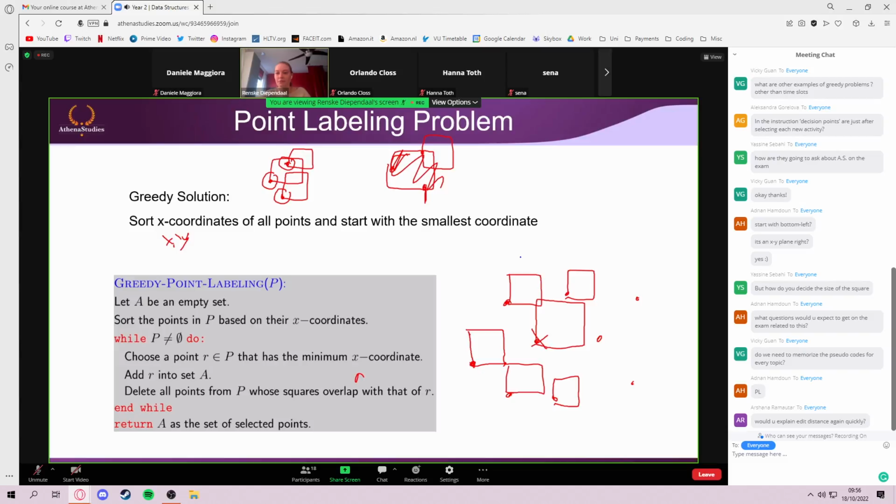Question, do we need to memorize the pseudocodes for every topic? No, I can't be certain, but I'd say if you understand the procedure behind it, that should be more important than knowing the pseudocode. Because if you know the procedure behind it, you can always write the pseudocode yourself, right?